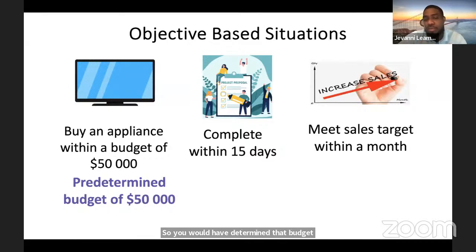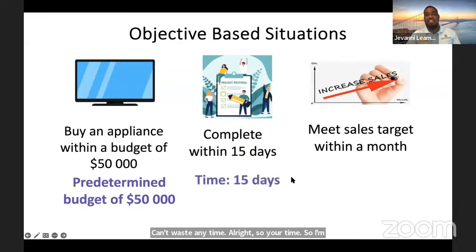What about the complete within 15 days? What would be your limiting factor or your constraints? Can't waste any time. All right, so your time. So I'm getting that in the chat. So you have a time limit of the 15 days, right?